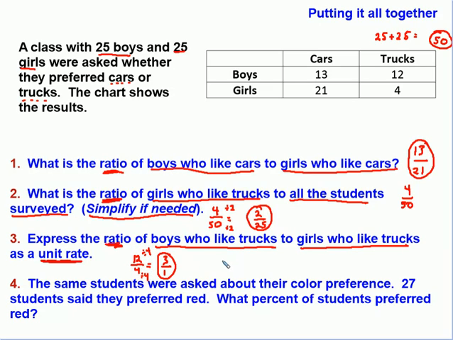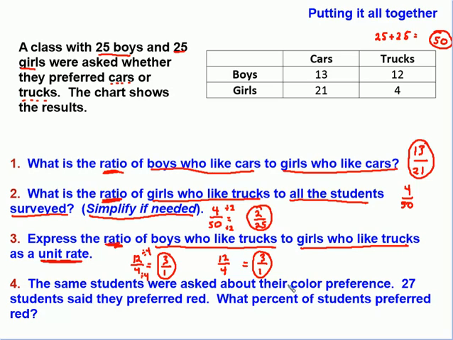Now, maybe an easier way for some of you is to remember that if you want to get the unit rate, all you have to do is divide the top by the bottom. So we divide 4 into 12 and we get 3. So there are 3 boys who like trucks for every 1 girl who likes trucks. And really that's kind of a way of simplifying too. So 3 to 1 is our answer. You might want to follow this way of doing it, if it makes it easier for you. Finally, we got one more problem down here.